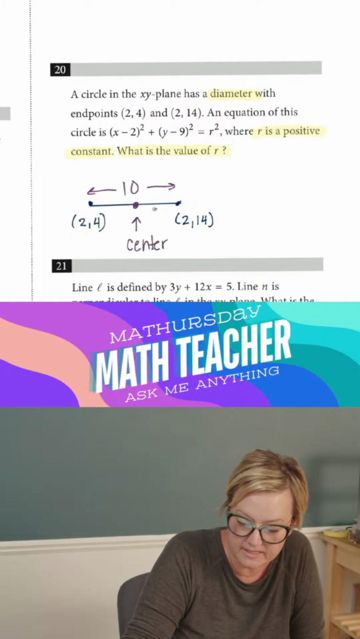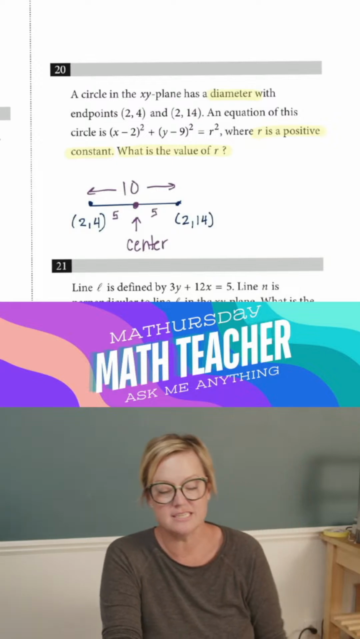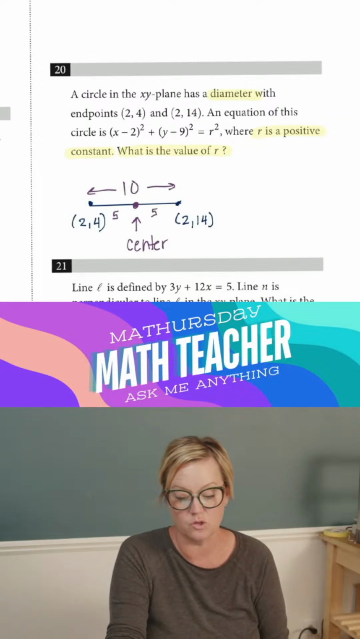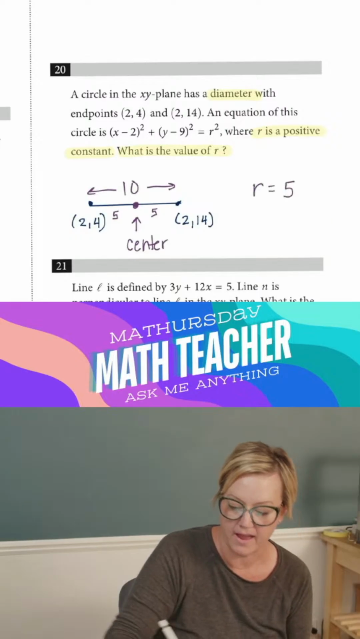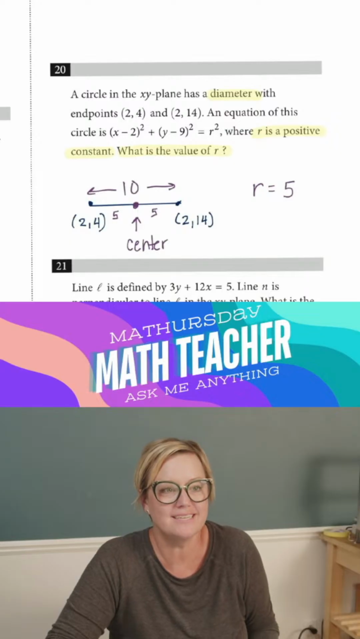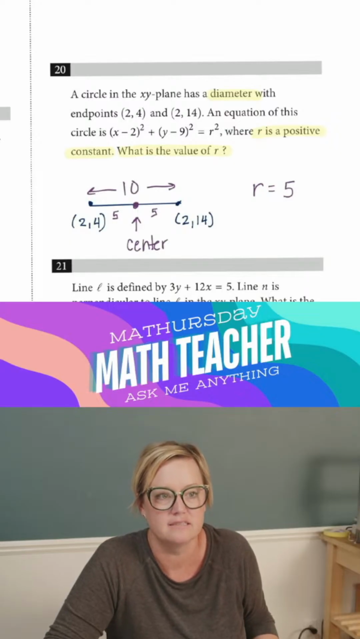Okay, and that means that it's going to be 5 and 5. Now these distances from the center to the sides is the radius. So the radius for this circle is 5. Okay, now with the equation, it doesn't really matter what the equation is.